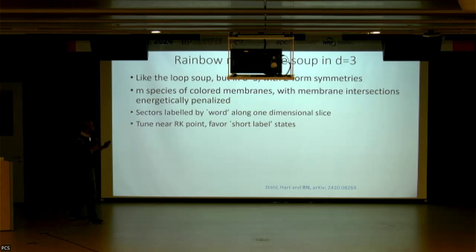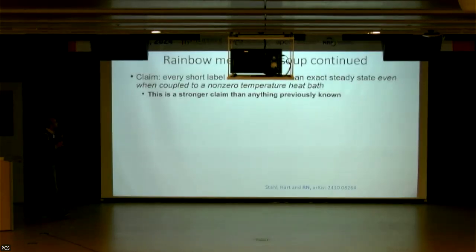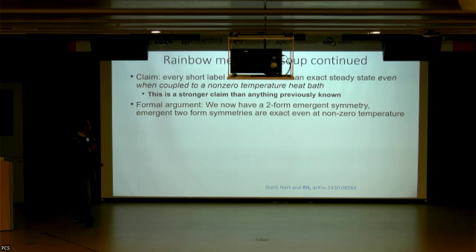Now, if we go to 3D, you have membranes. So you have two-form symmetries. Membranes are the symmetry charges of the two-form symmetry, and membrane intersections cost finite energy per unit length. Everything else works much the same, except now we believe that this should remain robust to non-zero temperature. Formally, this is because emergent two-form symmetries can be exact even at non-zero temperature, and the membrane intersections violate the emergent two-form symmetry.